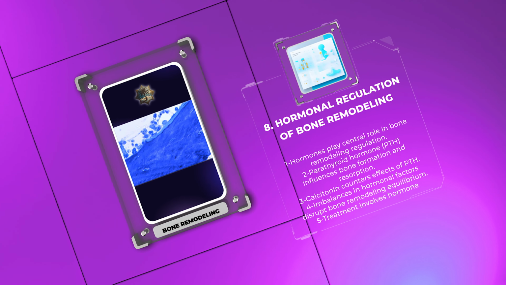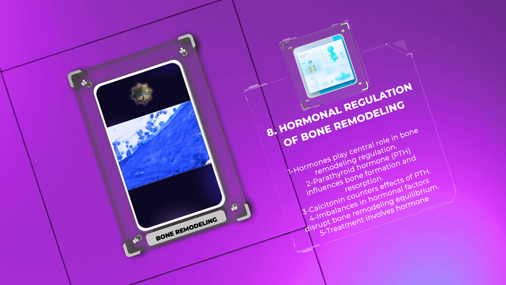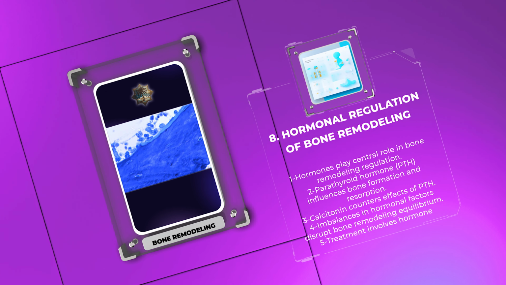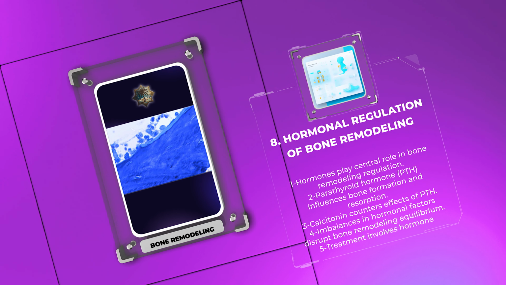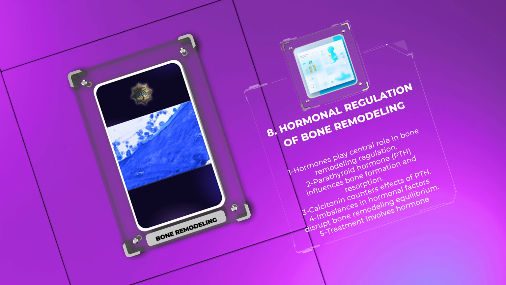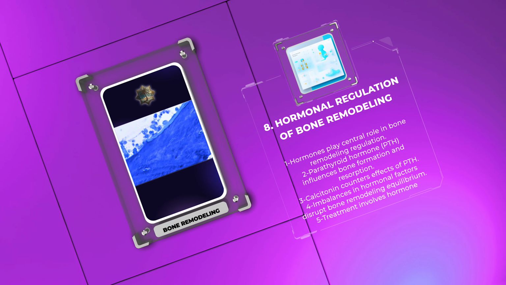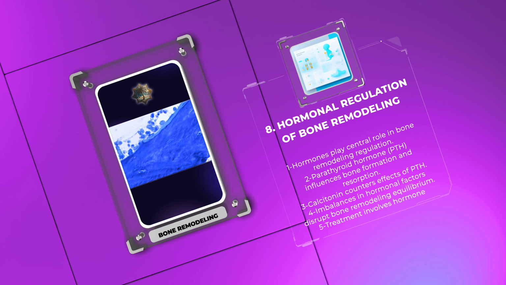Calcitonin, produced by the thyroid gland, counters the effects of PTH by inhibiting osteoclast activity. This hormone helps regulate bone turnover and maintain calcium homeostasis by promoting calcium deposition in bone and inhibiting renal calcium reabsorption. Estrogen, testosterone, and vitamin D also modulate bone remodeling by influencing osteoblast and osteoclast activities.